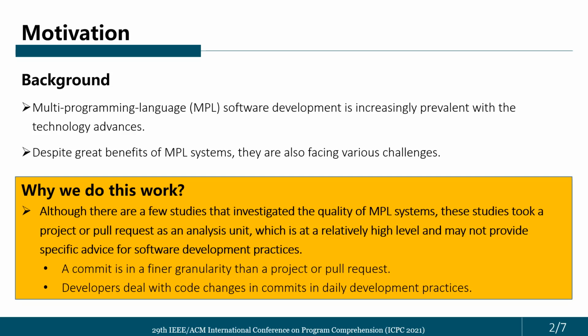Although there are a few studies that investigated the quality of multi-programming language systems, these studies took a project or pull request as an analysis unit, which is at a relatively high level and may not provide specific advice for software development practices. In contrast, a commit is in a finer granularity than a project or pull request, and developers deal with code changes in commits in daily development practices.